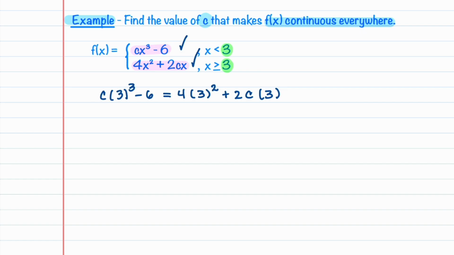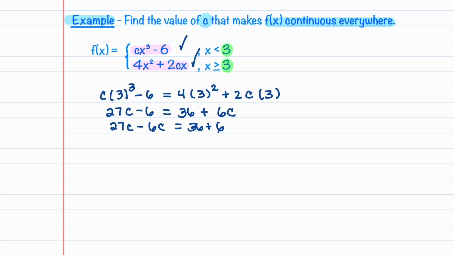Now we have to solve for c. Let's clean this up a little bit. On the left, we have 27c minus 6. And on the right, we have 3 squared, which is 9, times 4 is 36, plus 2 times 3 is 6, so we have a 6c. Let's move the c's to the left and the constants to the right. So we have 27c minus 6c on the left and 36 plus 6 on the right.